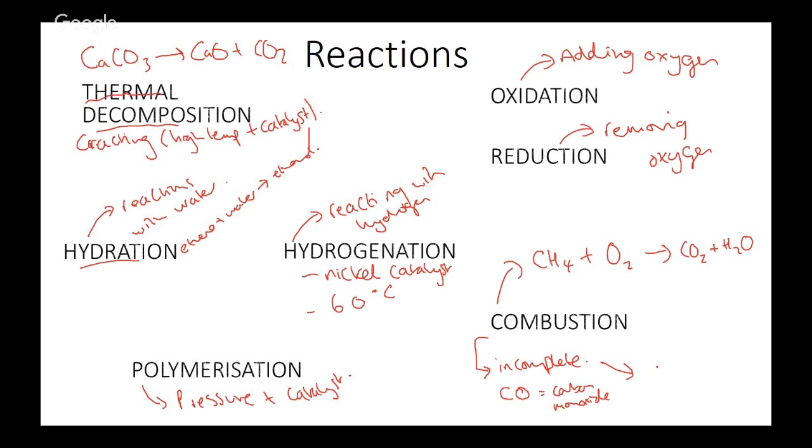And you can also get carbon on its own, which is soot given off. Okay, so black powder, soot given off. Just like when a yellow Bunsen burner flame goes onto a beaker, and you'll find the soot around the outside of the beaker where it will go black because of incomplete combustion of the flame. So they're the general reactions.